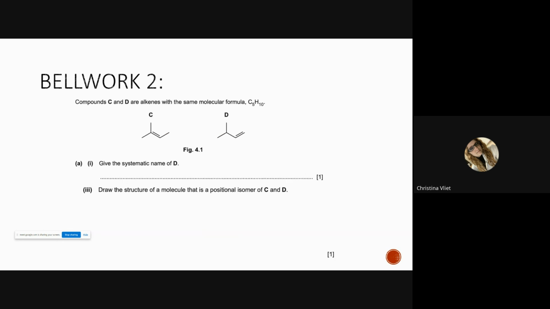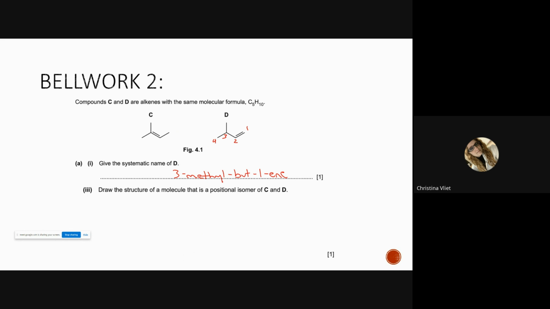This question, the systematic name of D, start numbering at your functional group. 3-methylbut-1-ene. You must label where the double bond is if there's an option of where it can go. It could either be on carbon 1 or it could be on carbon 2. So that's why.